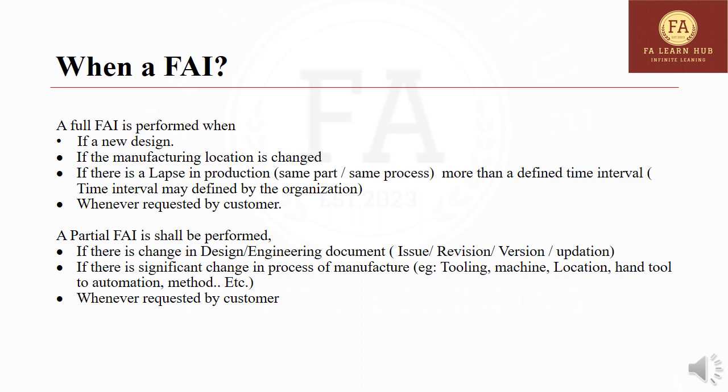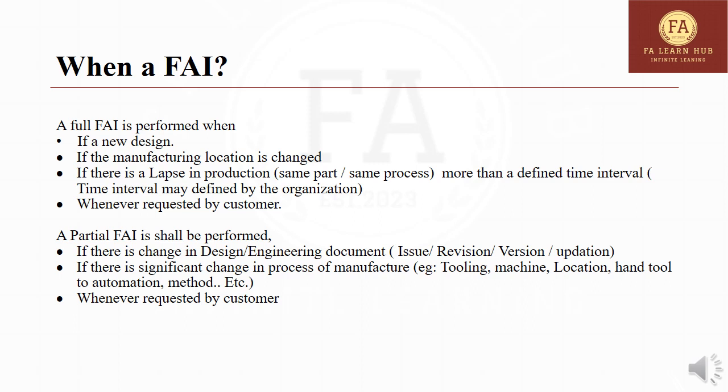Since we don't know what issues we are going to face because of the site or the manufacturing location. If there is a lapse in production more than a defined time interval, so if there is a gap between the last production and this production, the organization can define a particular interval. If there is a production gap of more than 1 year or more than 2 years, it means we have to do full FAI. Also, whenever requested by the customer. So these are the situations where we have to do full FAI.